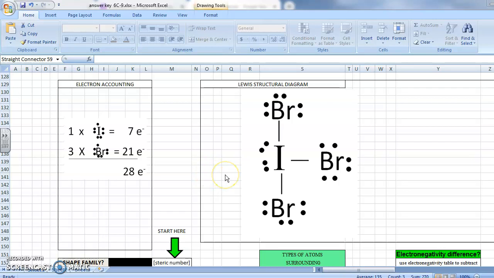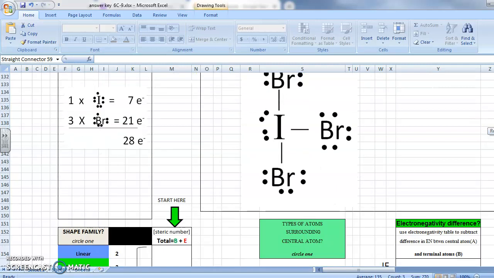Not sure why that last video was cut short. We didn't quite get ready to analyze the molecule for our Lewis structure for IBr3, iodine tribromide.